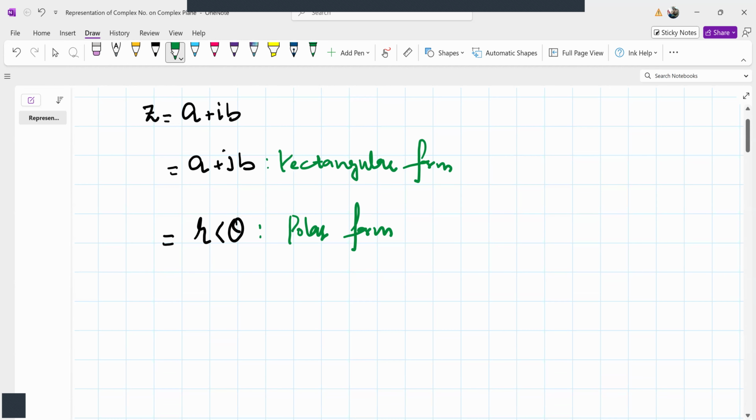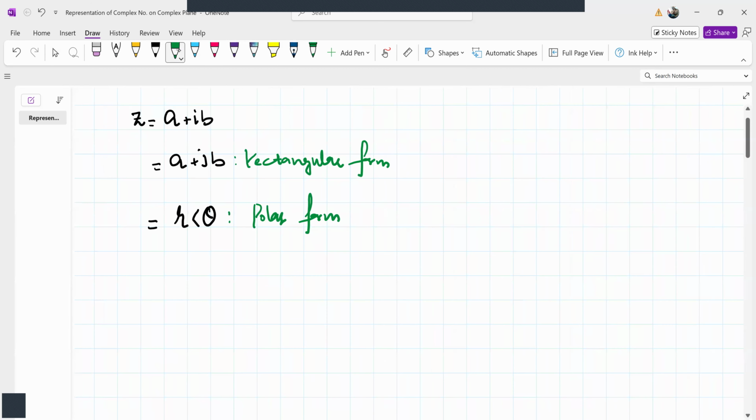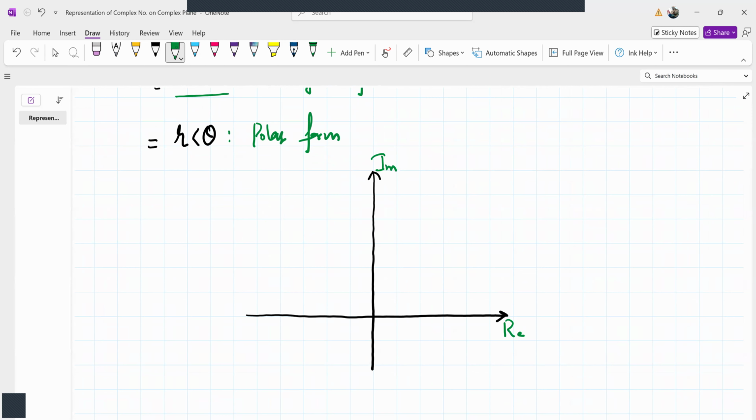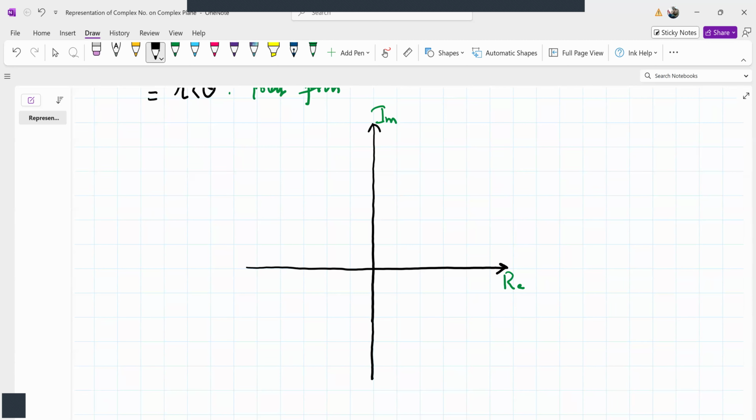Okay, now how do we plot these complex numbers on a complex plane? If we have to draw this complex number on a complex plane, let's draw a complex plane first. This is the real axis of the complex plane, and this is the imaginary axis. So this is just like a two-dimensional plane, real axis and imaginary axis. The imaginary axis is also referred to as the j omega axis or j axis.